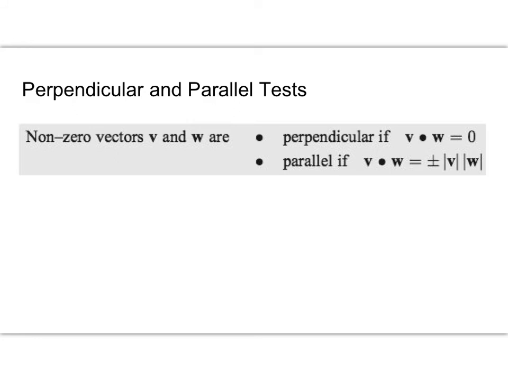Okay, so we can use the dot product to tell if things are perpendicular or parallel.